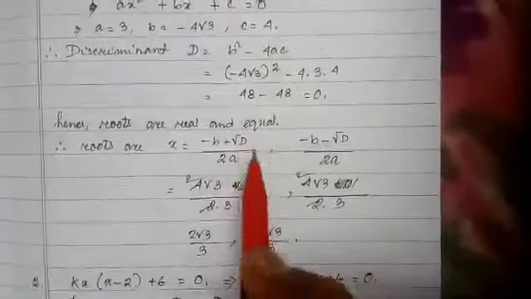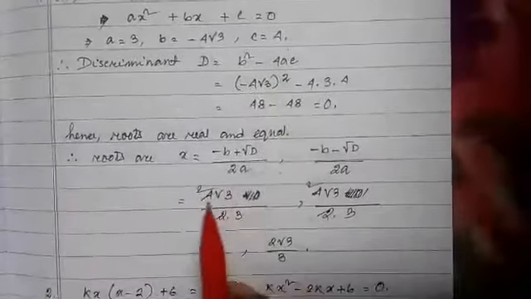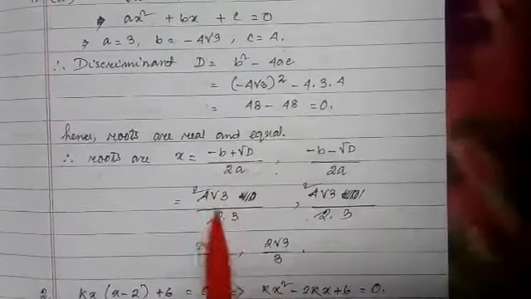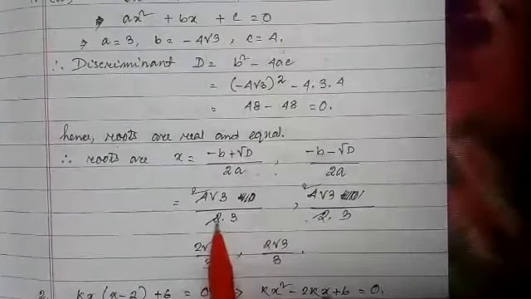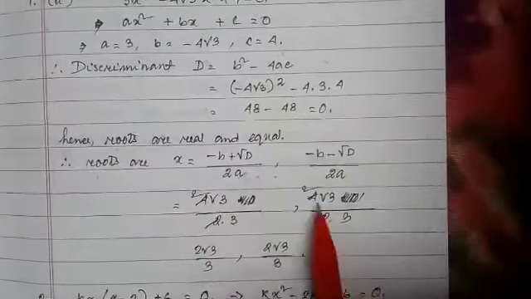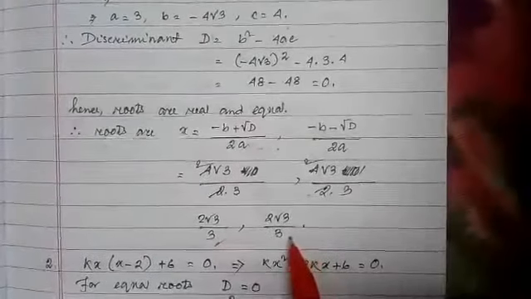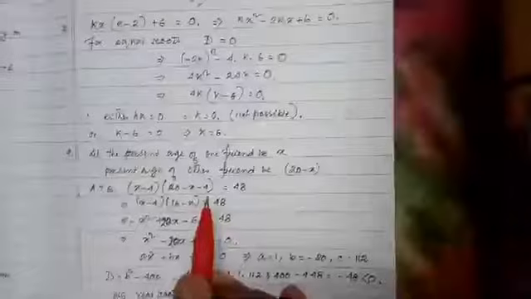Therefore, let us put the value b is equal to what? Minus 4 root 3. So, minus b means 4 root 3, plus root D means 0. That is 4 root 3 by 2 into a, means 3. So, we have 2 cancelled, 4 cancelled. So, 2 root 3 by 3. And this is also 2 root 3 by 3. So, 2 root 3 by 3 and 2 root 3 by 3 are the two roots of the equation.